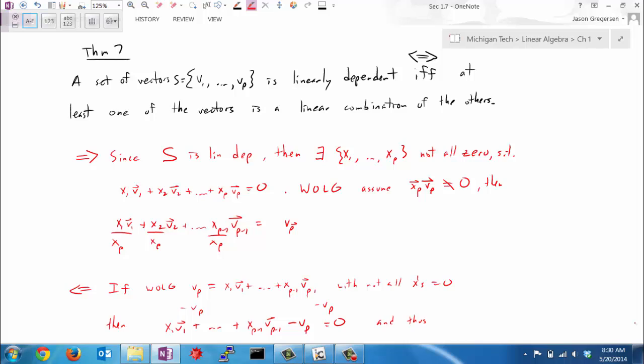So once again, the important pieces are that we have one direction where we're saying if this is true, then this is true. We've gone through and used the definition to show that. And now we would have to do it the other way. We have to say that if at least one is a linear combination, then that set of vectors is linearly dependent. So that's just using the definitions backwards.